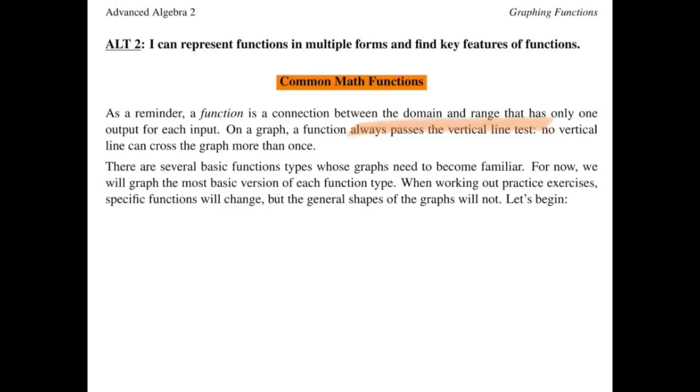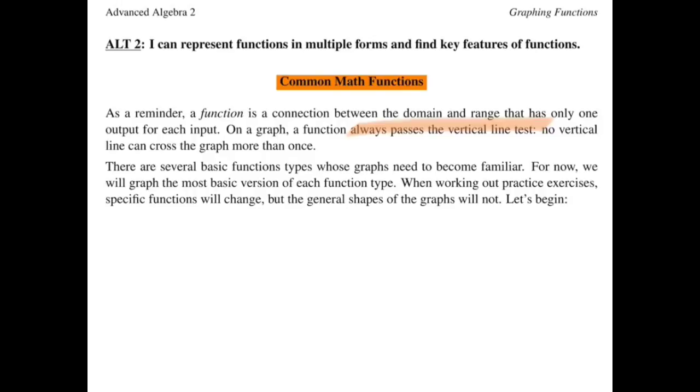We are looking at this second learning target. You will see this time the video has the correct learning target listed. Maybe you noticed last time the video didn't have the correct learning target listed. It's because I cheated and used a video from last year where the learning targets, oh goodness, it doesn't matter. But what does matter is this: common math functions.